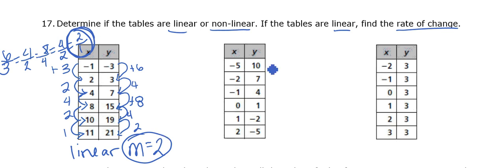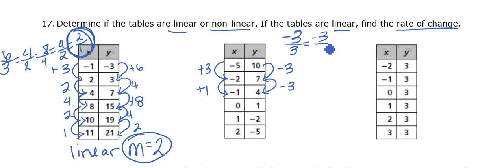Looking at the next, I can see from 10 to 7, it's decreasing by 3, and x is increasing by 3. Okay, so as a rate of change, that's negative 3 over 3. For my next points, it's decreasing by 3, but my x is increasing by 1, so this is negative 3 over 1. So immediately you should see that these do not simplify to be the same. They're not equal. So this is not linear or non-linear.